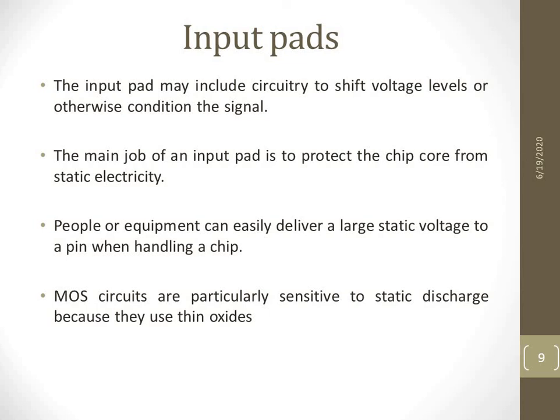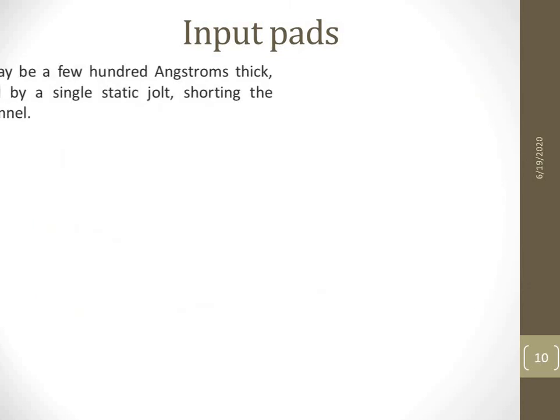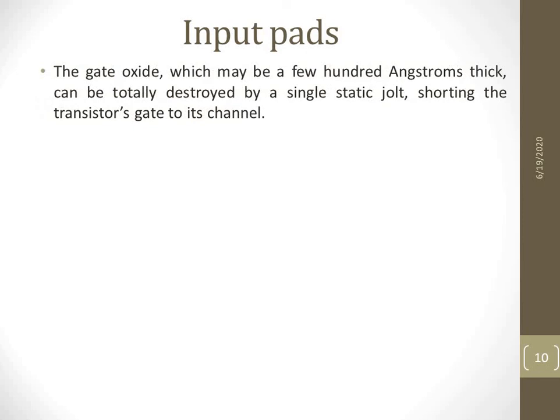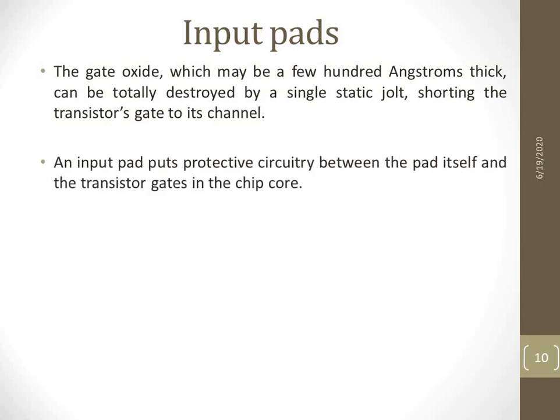MOS circuits are particularly sensitive to static discharge because they use thin oxide. The gate oxide, which may be a few hundred angstroms thick, can be totally destroyed by a single static jolt, shorting the transistor's gate to its channel. Input pads put protective circuitry between the pad itself and the transistor gates in the chip core.